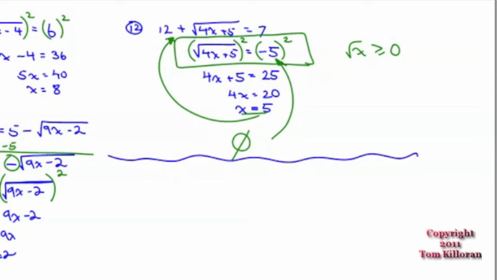All right, do they get worse? Unfortunately. Number 20. Not horrible, but square root of 5x squared minus 3x is equal to 2x.